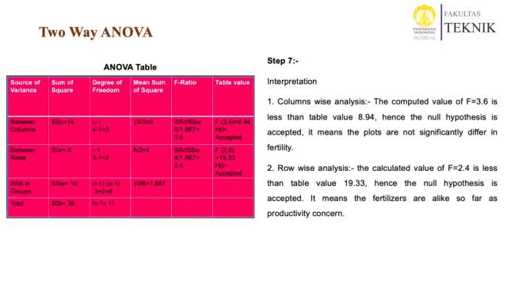Here, we have to see the column-wise analysis, and also the row-wise analysis. So from the computed value, F of 3.6 is less than the table value of 8.94. Hence, the null hypothesis is accepted, which means the plots do not significantly differ in fertility. So let's take a look at row-wise analysis. The calculated value F equals 2.4, which is less than the table value of 19.33 here. So the null hypothesis is accepted, which means the fertilizers are alike as far as productivity is concerned.